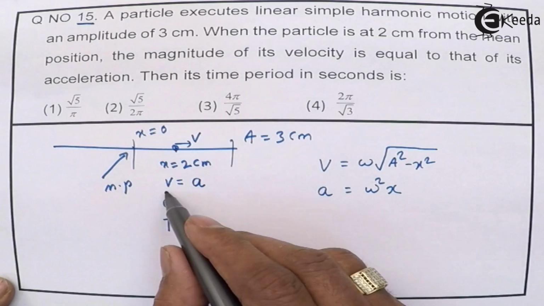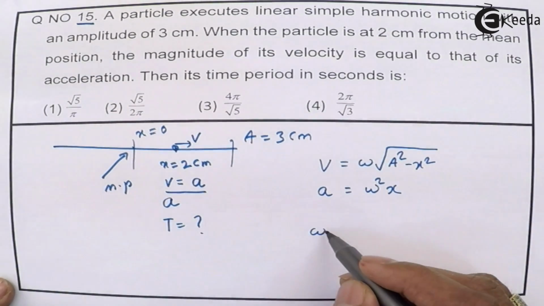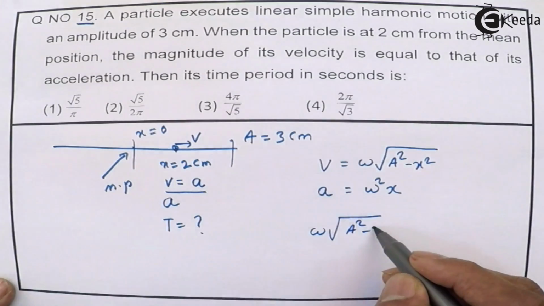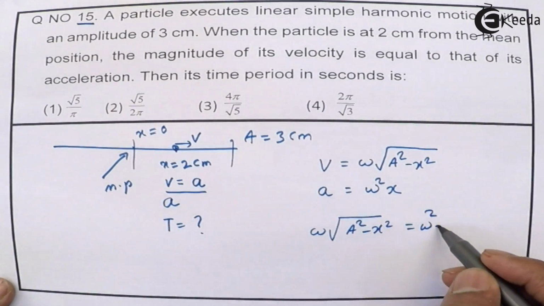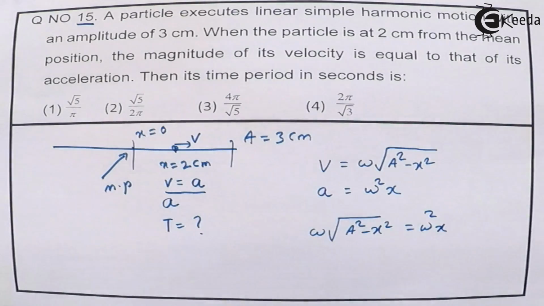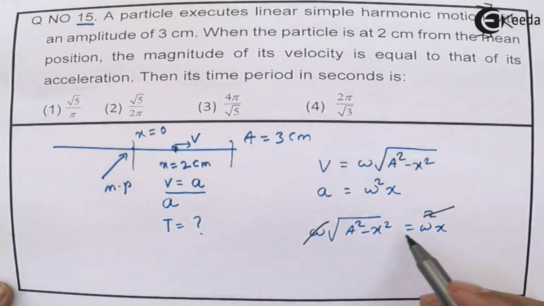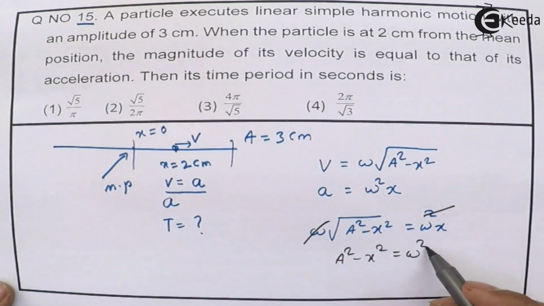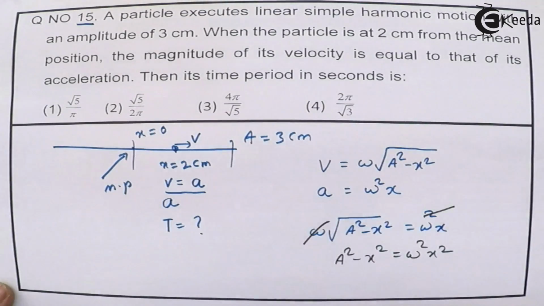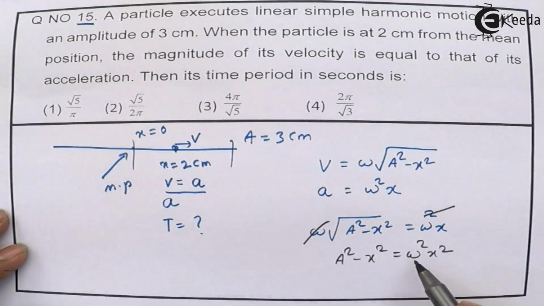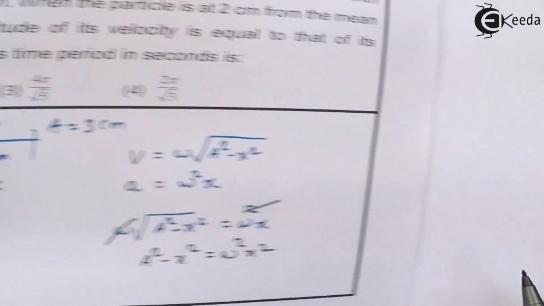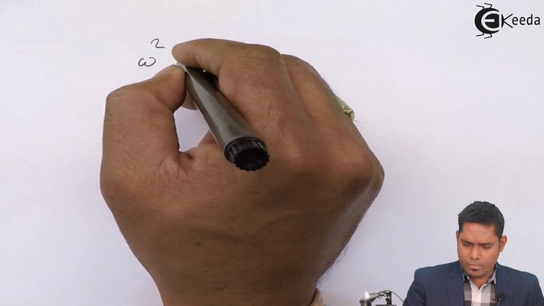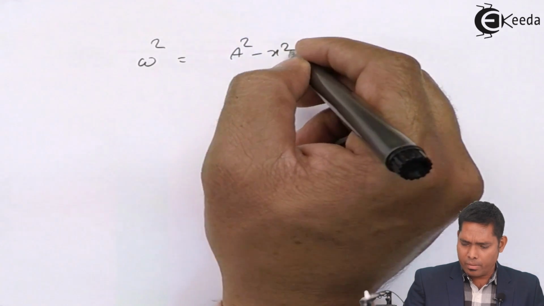Now given that v equals a, so I write omega under root of a square minus x square equals omega square x. From here one omega will go, and squaring both sides I get a square minus x square equals omega square x square. So omega square will come out to be a square minus x square by x square.